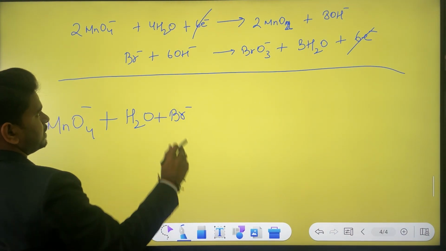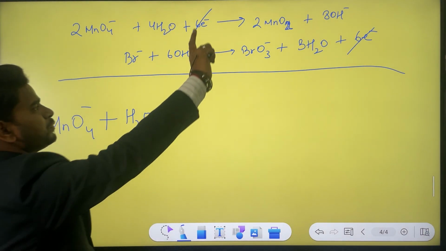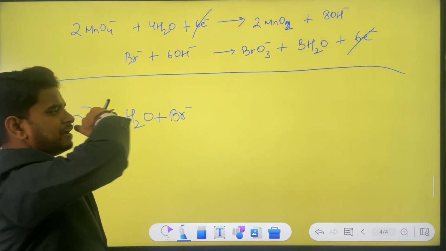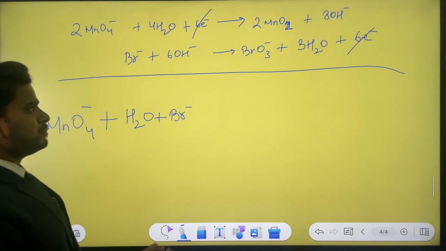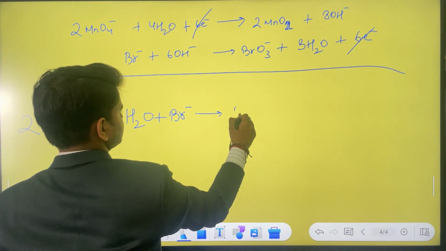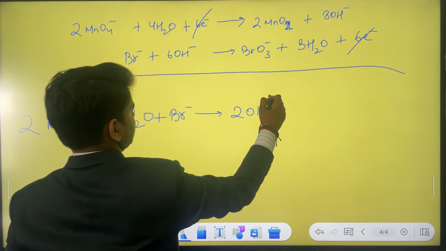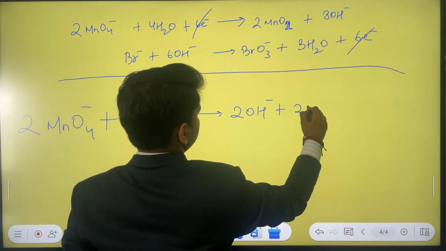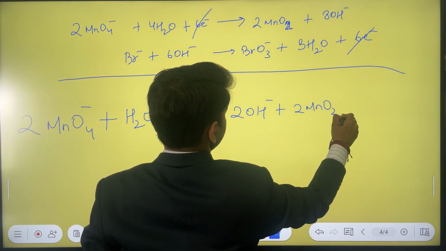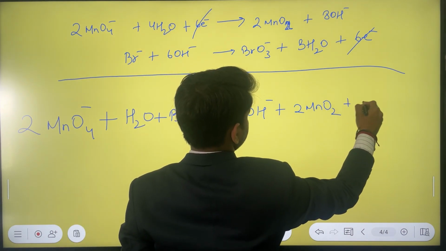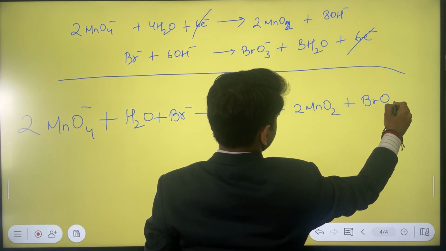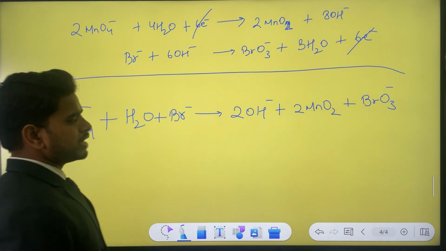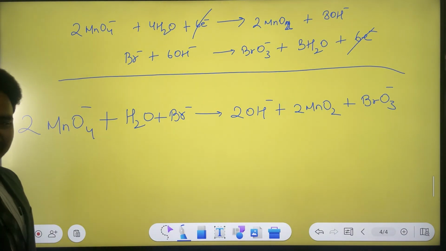What about this OH minus, sir? We can see we have 8 OH minus on the right and we have 6 OH minus on the left. What does it mean? It means that you will end up having 2 OH minus on the right, plus 2 MnO2 plus BrO3 minus. That's it, guys. Done.